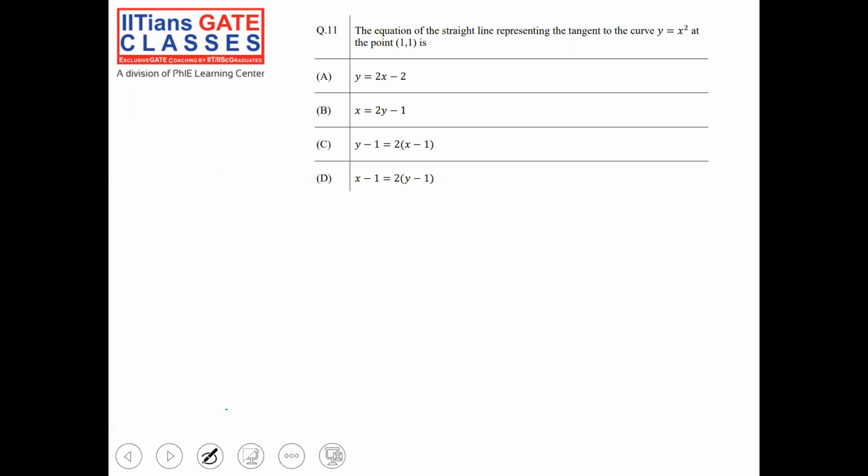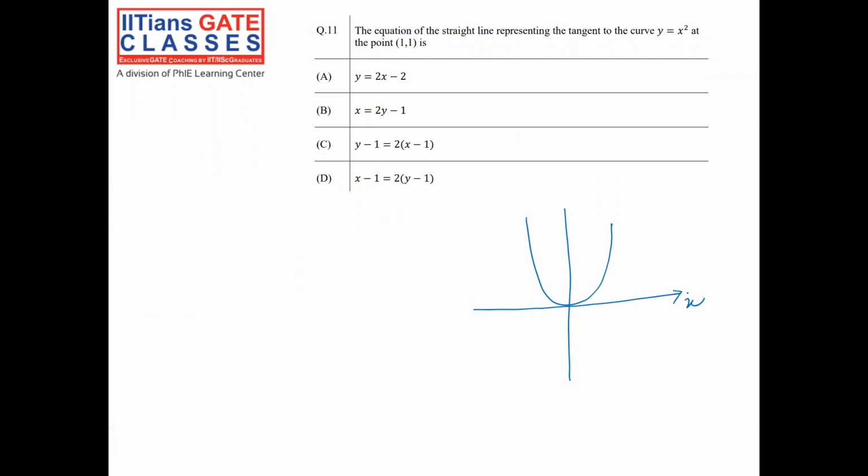Coming towards first question. Here they have given us the curve y is equal to x square, and they are expecting the equation of straight line which represents tangent to this curve at point 1, 1. So the curve will look something like this. This is x-axis and this is y-axis. Let's say this is the point 1, 1. And at this point, let's say this is the tangent. And we are supposed to calculate the equation of this tangent.